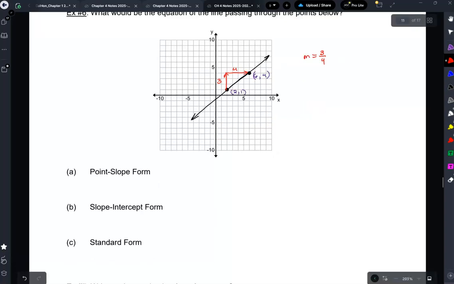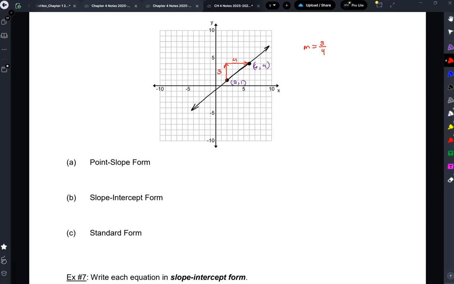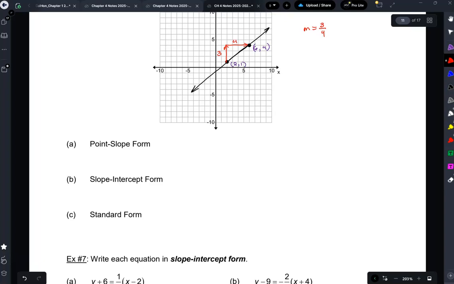So for point slope form, let's pick one of them. Which one do you guys want to pick? Let's do 2, 1. Whenever a point has a 1 or a 0, pick those because it makes it easier.